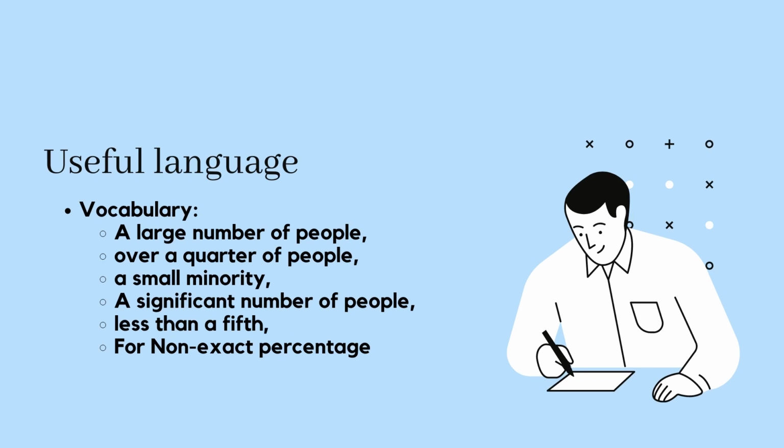The vocabulary such as a large number of people, over a quarter of people, a small minority, a significant number of people, less than a fifth, and so on can be used. And as I said before, you can mention the proportion, so less than a fifth can be used for mentioning a data which is lower than 20%. To understand it clearly, let us see some examples for mentioning non-exact percentage.